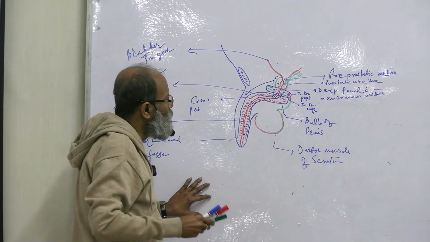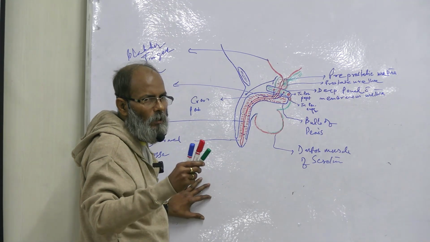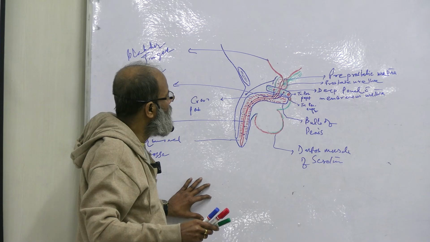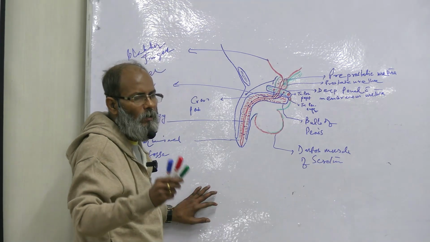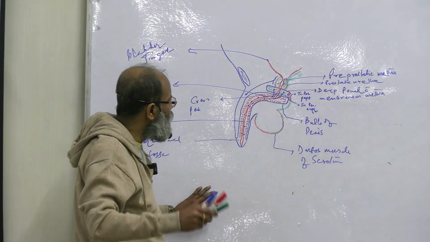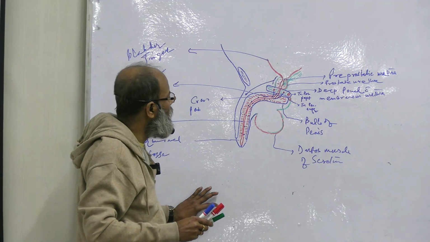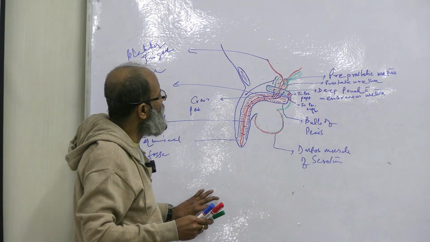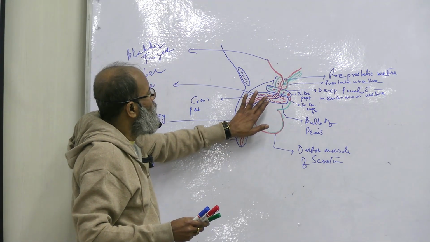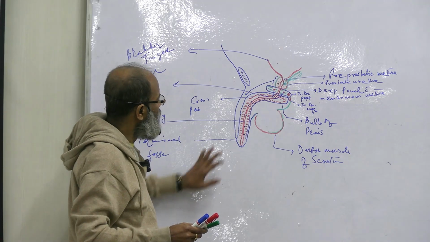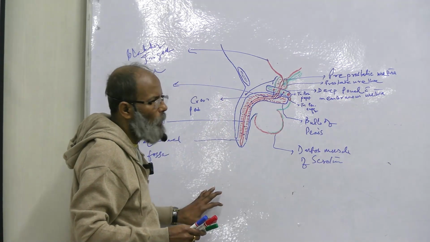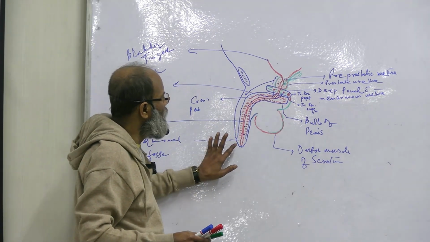Next part is up to the membranous urethra. This is the prostatic urethra. Within the membrane is the membranous urethra. Beyond the membrane, that is the spongy urethra. Spongy urethra is the bulbar part, penile part, and the terminal part.